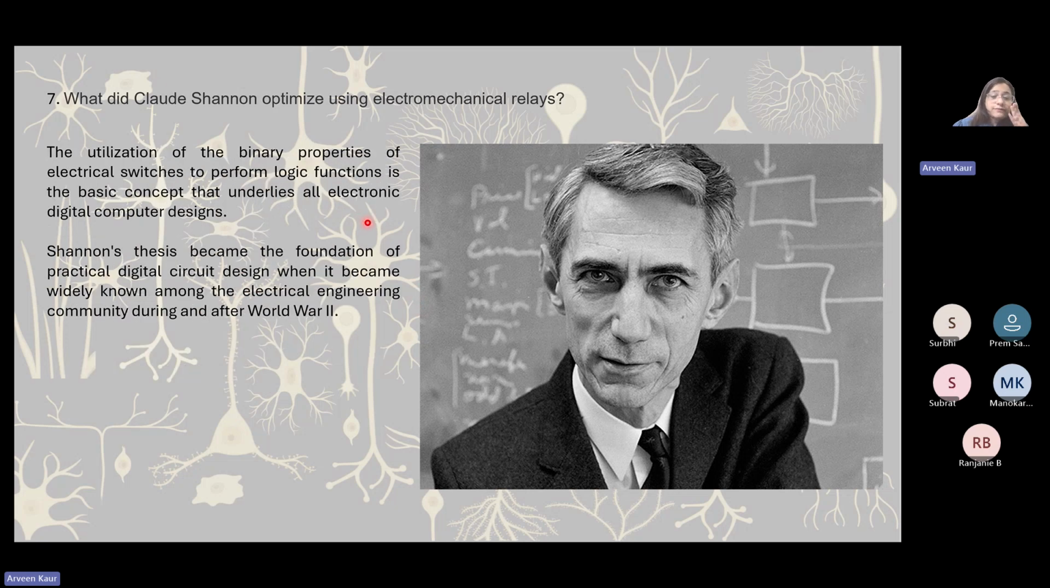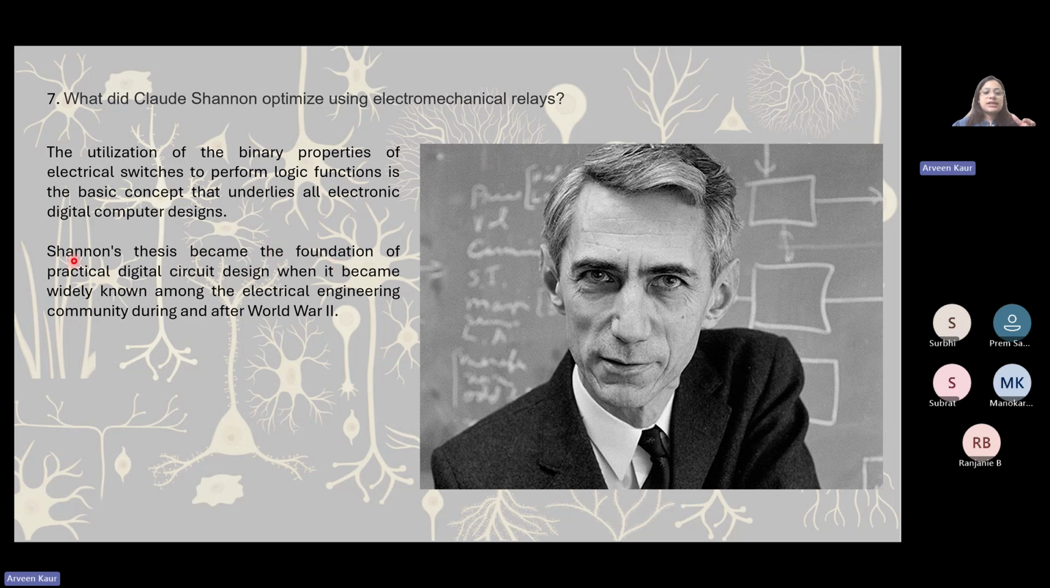The utilization of binary properties of electrical switches to perform logical functions such as and, or, not, these gating, right, is the basic concept that underlies all electronic digital computer designs, right? So if even back in school you have ever studied these logical terms, what they are, the if-else statements, the or gate, right? That all came into existence because of his work, which was the foundation of it all.